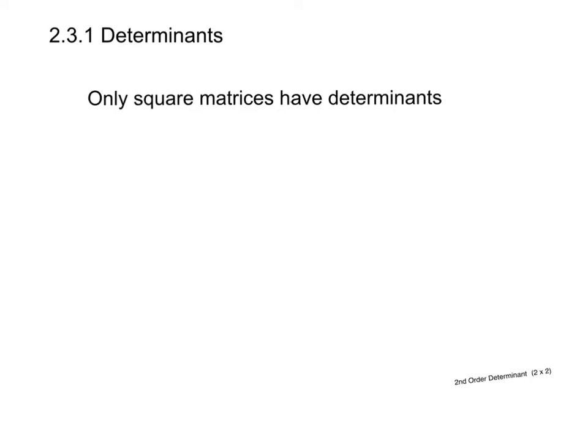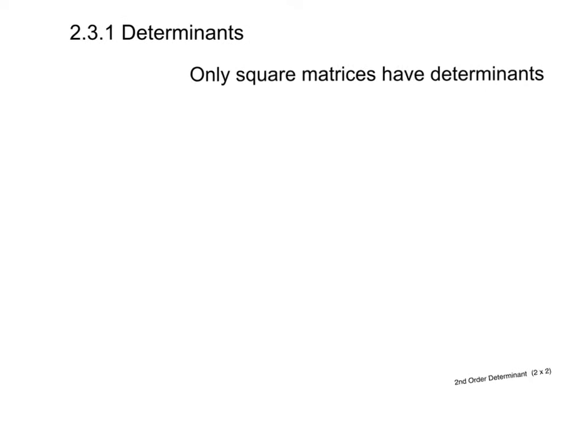Alrighty, let's talk about determinants today. Okay, we know what a matrix is now. Not every matrix has a determinant. For a matrix to have a determinant, it must be square. If it's not a square matrix, no determinant exists. So again, square matrices are 2 by 2, 3 by 3. They have the same number of rows, same number of columns.